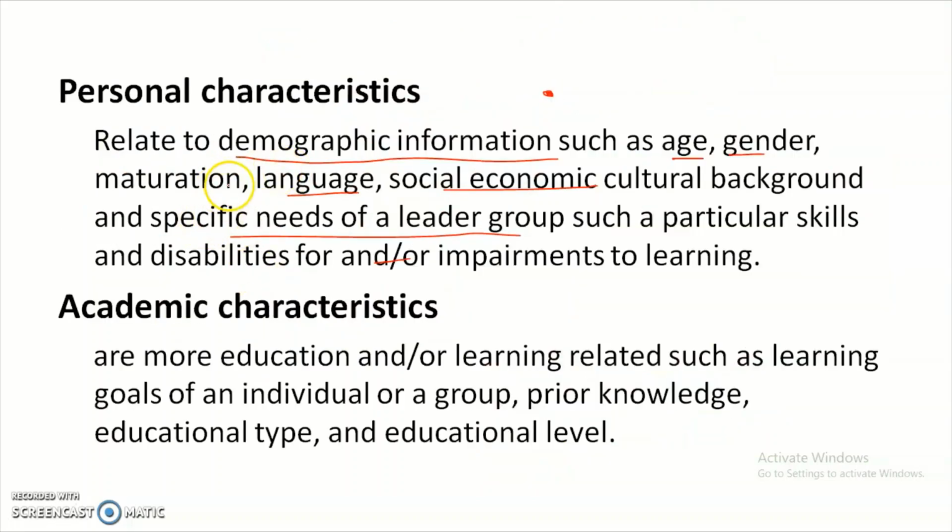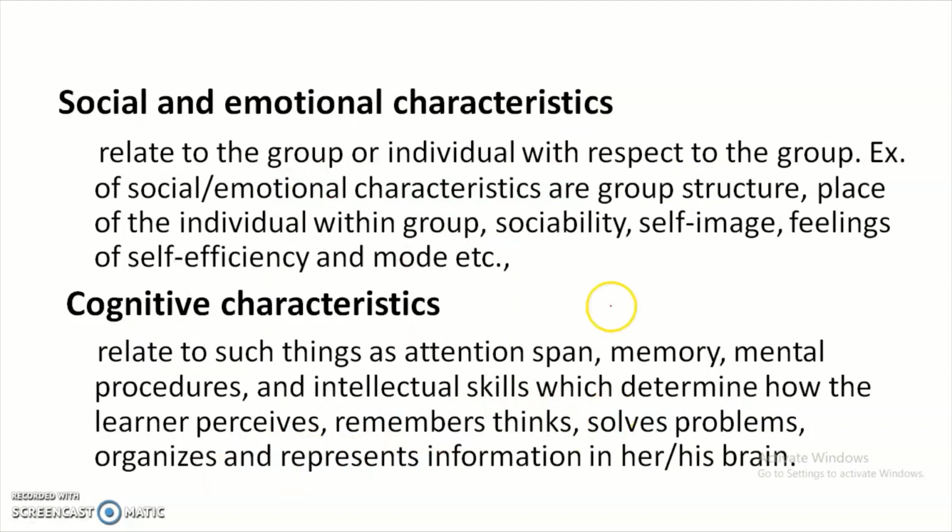So we saw the personal characteristics and academic characteristics, individual or group, prior knowledge and educational type. Educational type means whatever syllabus is set by the board, and such things come under it, and educational levels also. And coming to the social and economical characteristics, group structures and the place of the individual within the group. That means where the person is located within the group. That is very important. Sociability, self-image, feelings of efficiency and emotion, etc.